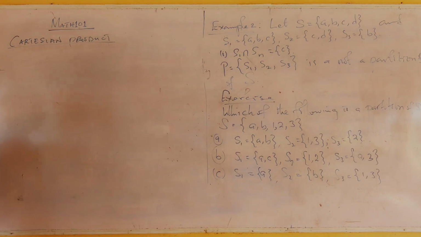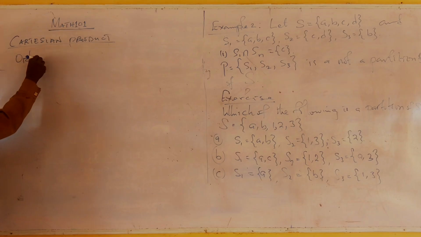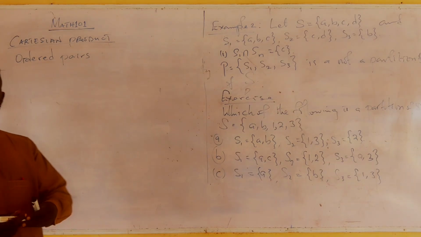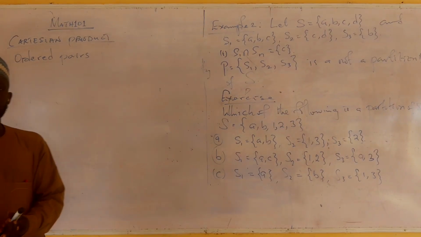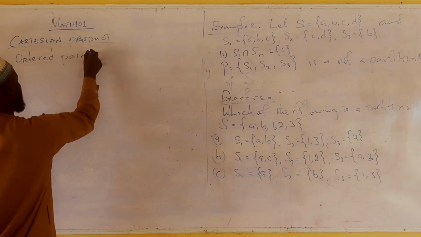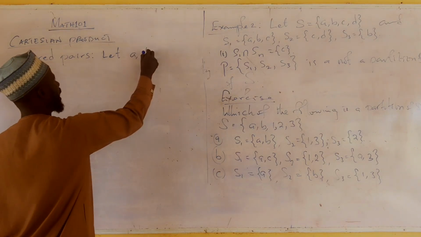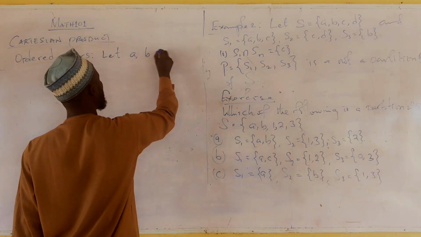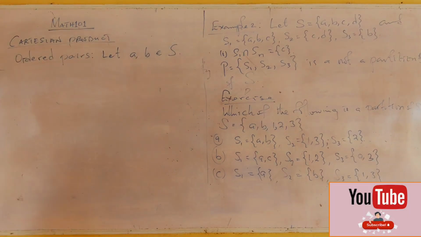But before looking at Cartesian product, we are going to look at ordered pairs. Because we know what a set is, and we know what the elements of a set are. So suppose we have two elements of a set. Let A and B be in S. These are elements of a set.